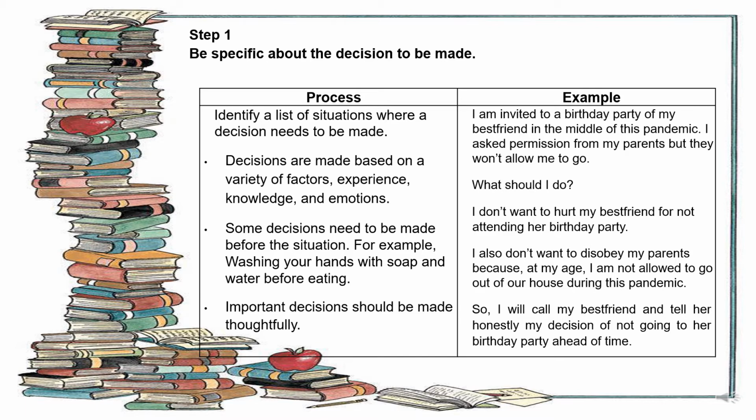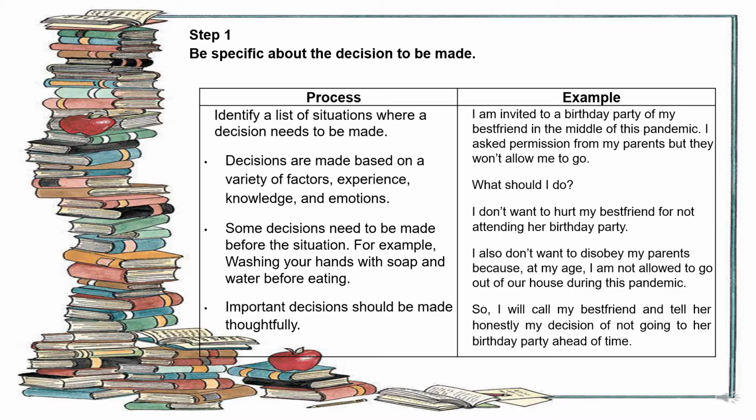Step 1. Be specific about the decision to be made. Process: identify a list of situations where a decision needs to be made. Decisions are made based on a variety of factors: experience, knowledge, and emotions. Some decisions need to be made before the situation, for example, washing your hands with soap and water before eating.